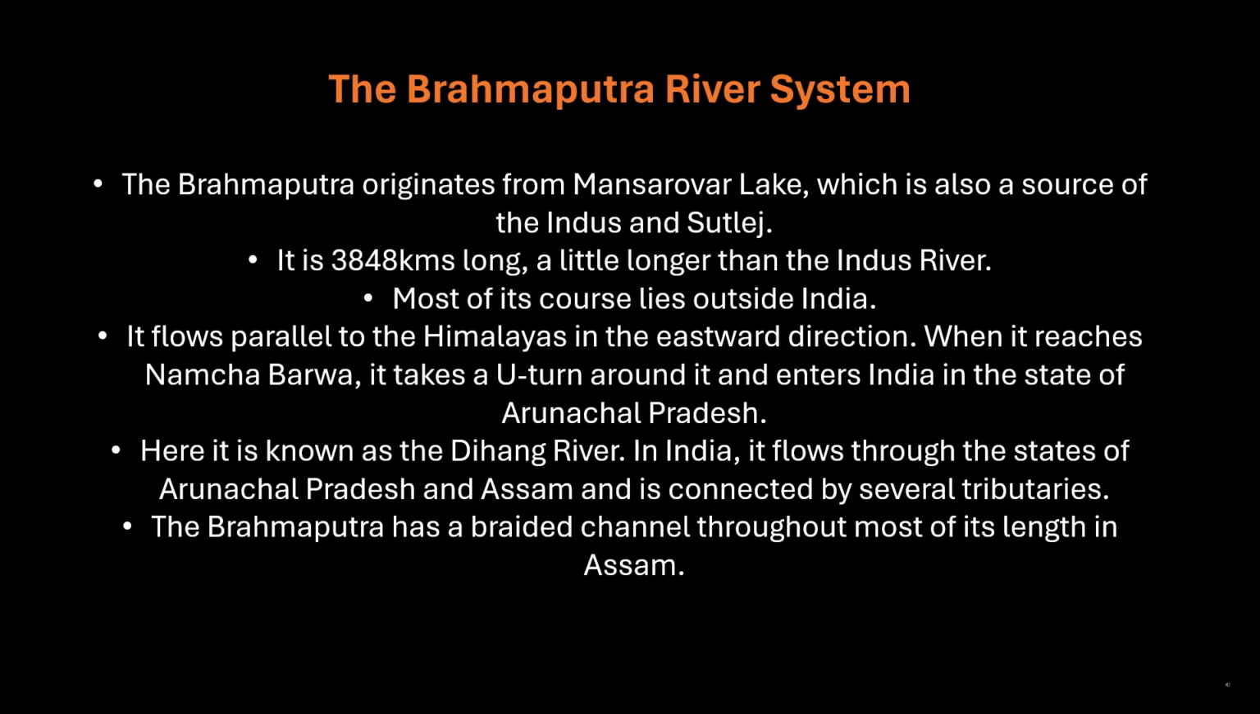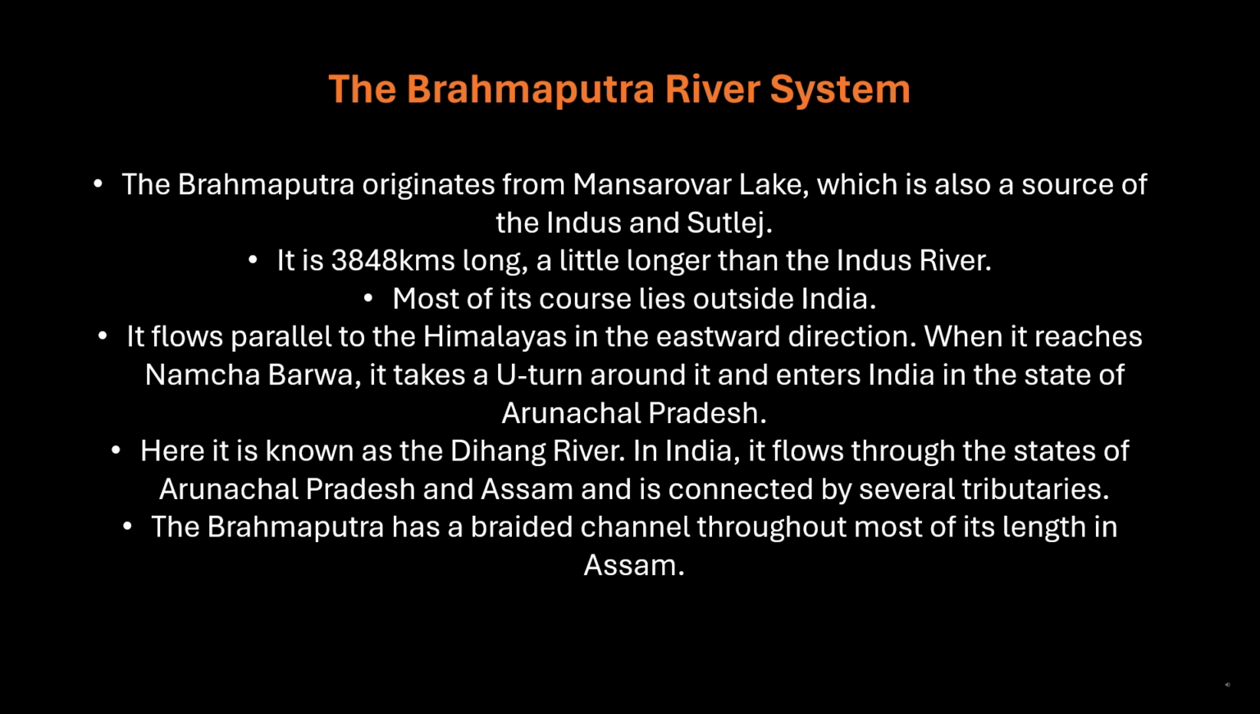The Brahmaputra River system. The Brahmaputra originates from Mansarovar Lake, which is also a source of the Indus and Sutlej. It is 3,848 km long, a little longer than the Indus River. Most of its course lies outside India. It flows parallel to the Himalayas in the eastward direction. When it reaches Namcha Barwa, it takes a U-turn around it and enters India in the state of Arunachal Pradesh.